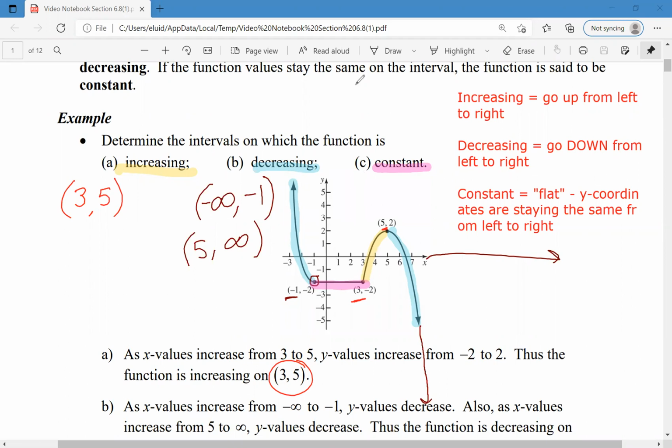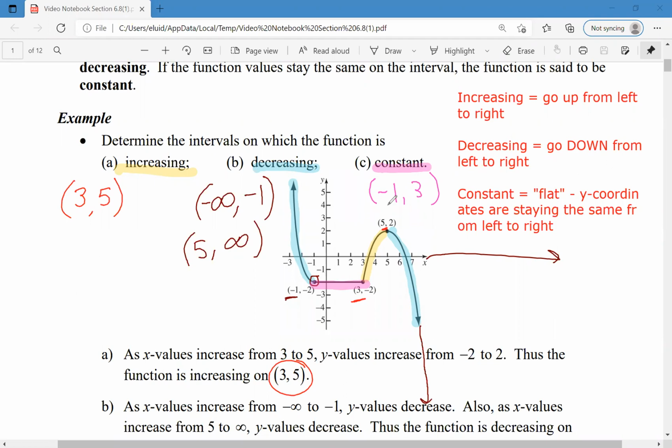So our interval that we would name for constant would be (-1, 3). That's the piece of the graph where it's flat. From x is -1 all the way to x is 3, it has that flat shape to it. Okay, so that's your introduction to these three terms: increasing, decreasing, and constant.